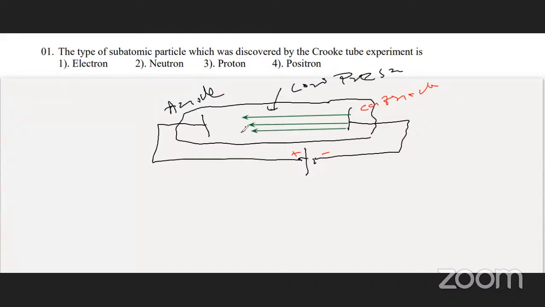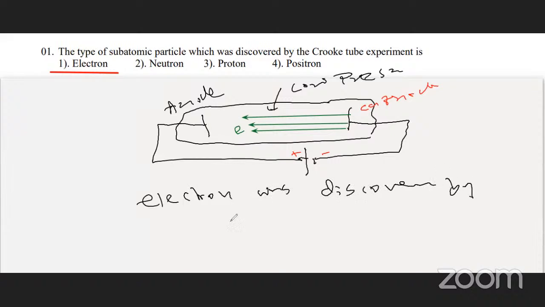Later the properties of the electron were discovered by J.J. Thomson, but actually Crookes experiment led to the discovery of electron by J.J. Thomson. Therefore, the subatomic particle that was discovered by Crookes tube experiment is electron. If you can note down, that is the first discovered subatomic particle, electron. But you can write separately: electron was discovered by J.J. Thomson. The properties of the electron were discovered by J.J. Thomson. You can note that down separately.